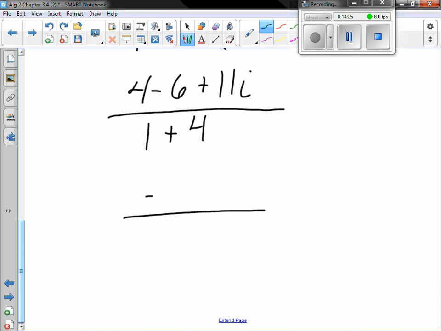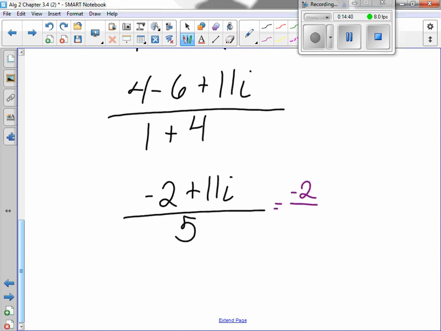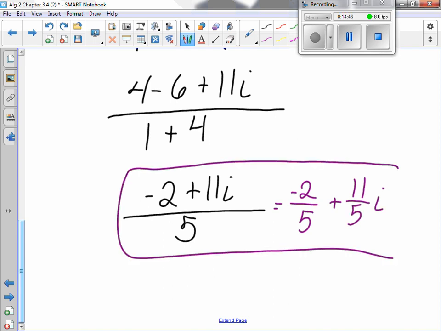4 minus 6 is plus 11i over 5. Now this here we can split up into 2 fractions. And I'll take it in either one of these forms, because we can rewrite fractions by splitting them apart. And that's our answer. That's why we have these conjugates, so that we can simplify the denominator. We can get the imaginary terms out of the denominator of the fraction.